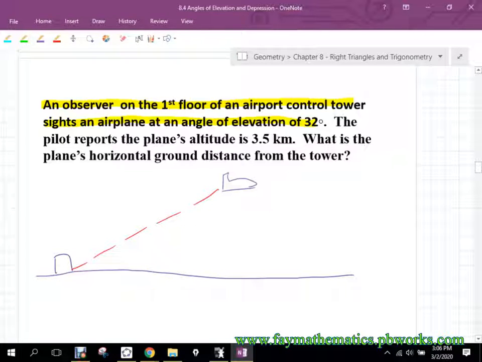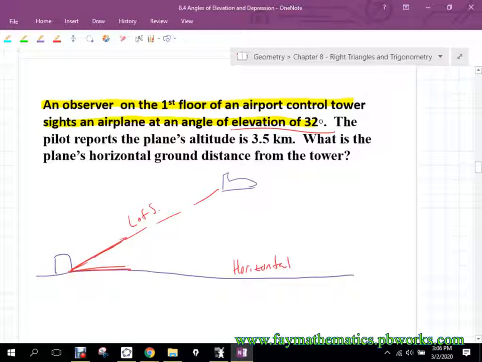Your line of sight, what? So if that's my line of sight, just say L of S. What is this purple line? What's that called? Your horizontal. What angle is made by the intersection of a line of sight and a horizontal?